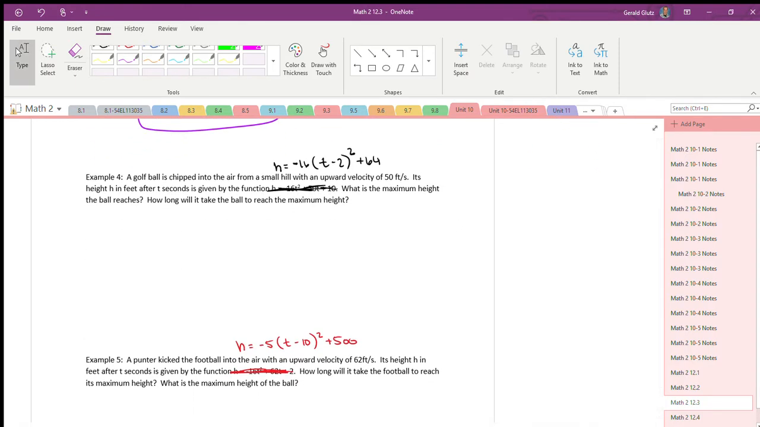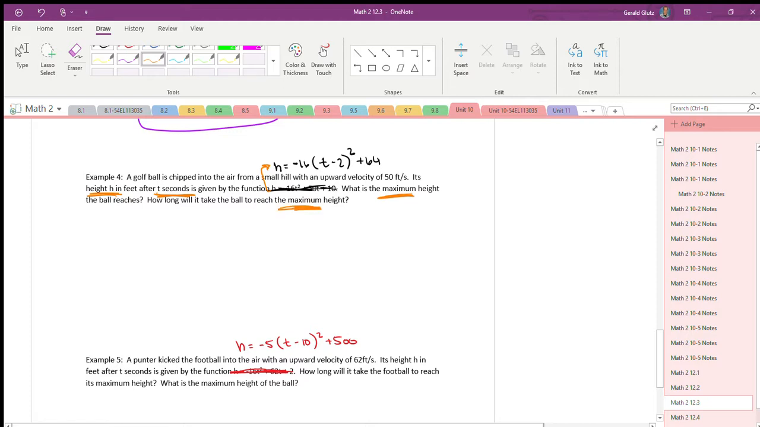So in example 4, a golf ball is tipped in the air from a small hill at an upward velocity of 50 feet per second. Its height, which is represented by h, and then we're using feet for height. After t seconds, so t represents seconds, is given by this function up here. What is the maximum height the ball reaches, and how long does it take the ball to reach its maximum height?